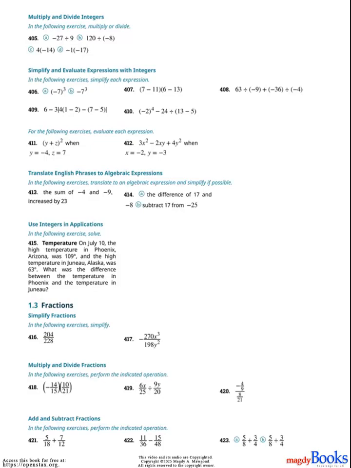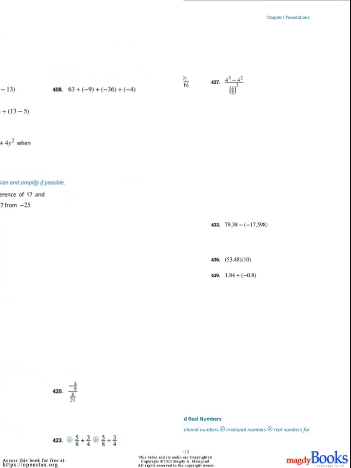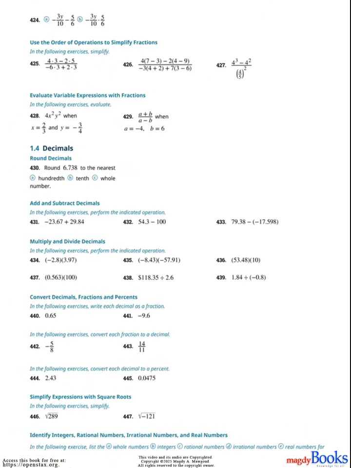423. A. 5/8 plus 3/4. B. 5/8 divided by 3/4. 424. A. −3y/10 minus 5/6. B. −3y/10 divided by 5/6.